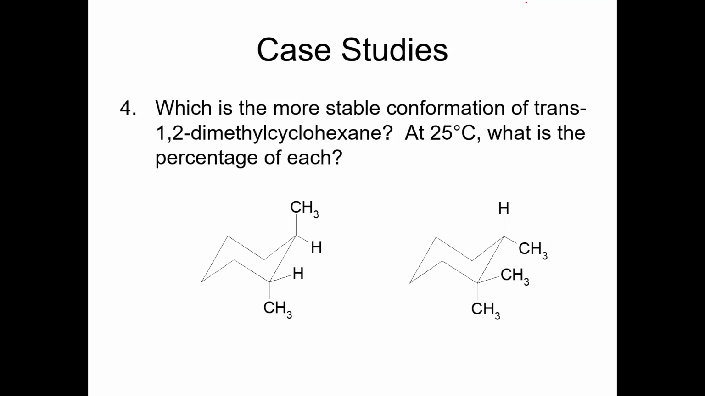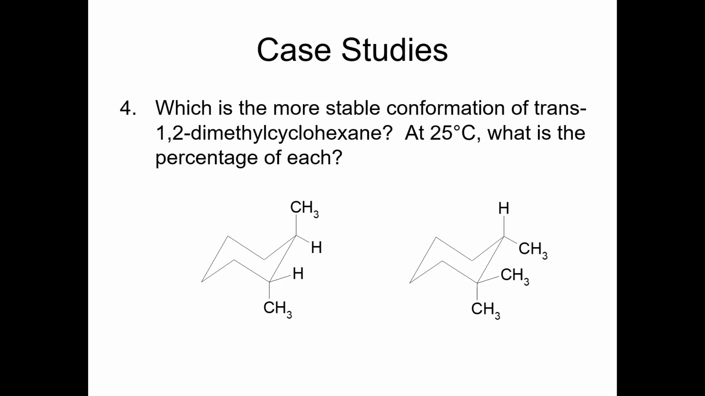Whole process. So now let's go to case study number 2, which we're going to calculate, but I'm going to ask you to do the analysis. Okay, so which one of these two chair conformations is more stable? And these are both trans-1,2-dimethylcyclohexane. Is it the diaxial form or is it the diequatorial form? Okay, so think about that.